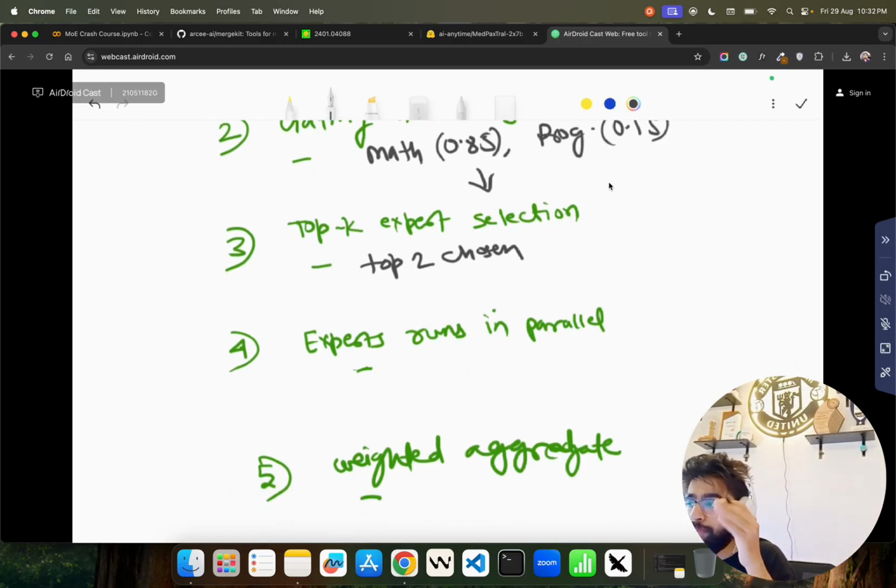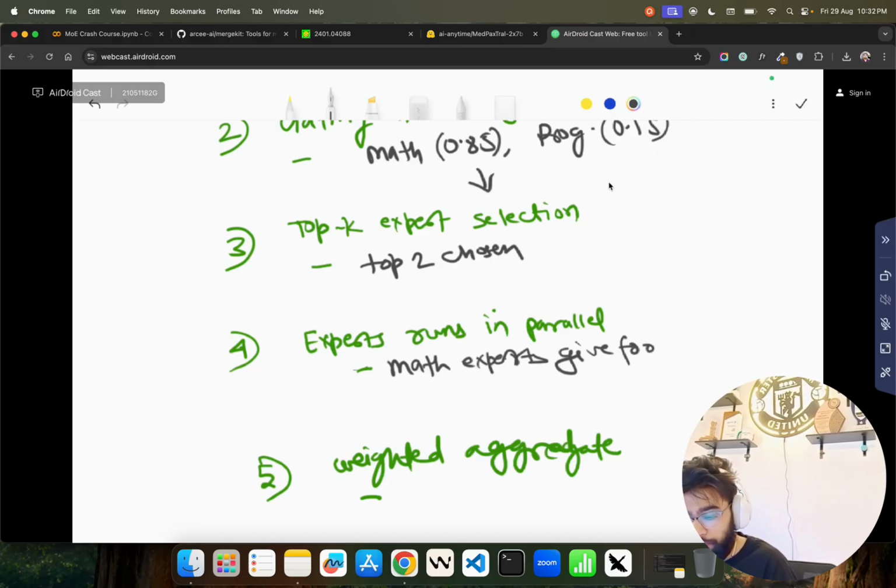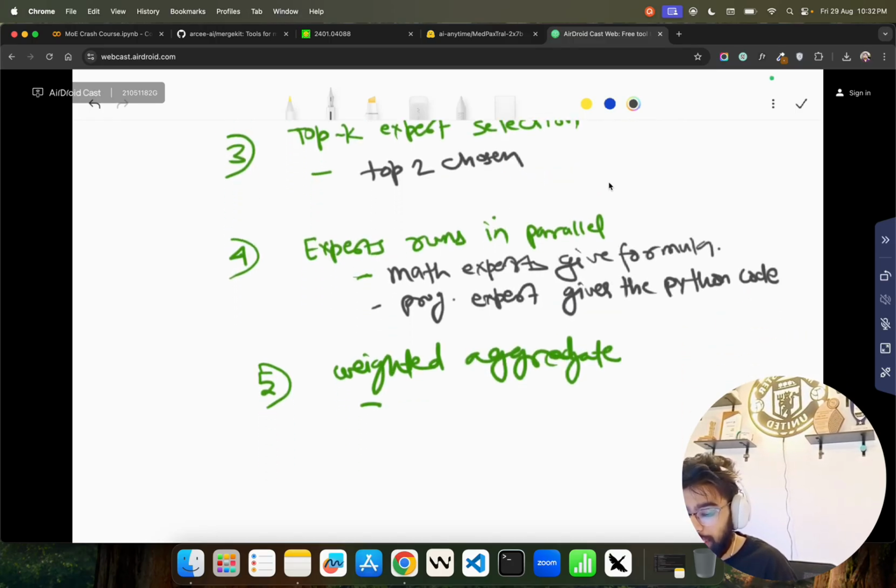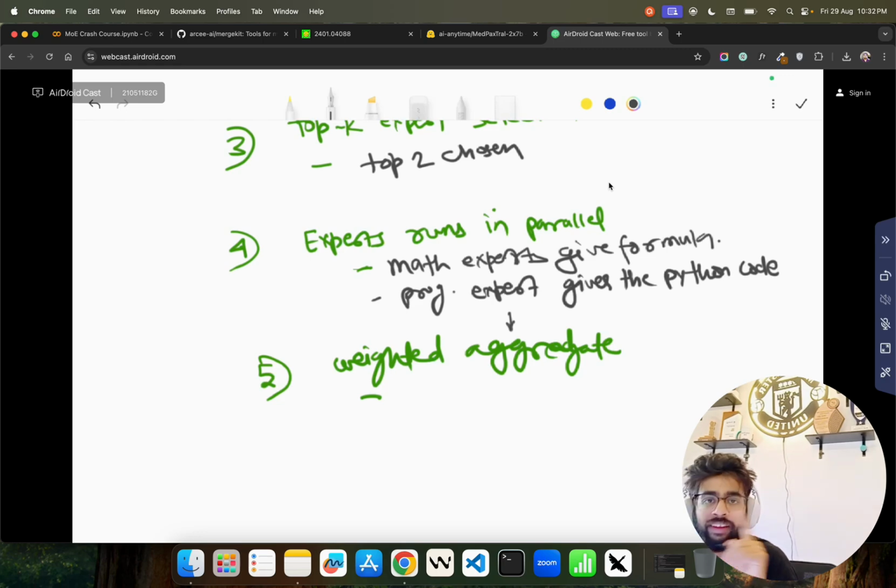Now experts run in parallel. So the math expert gives the formula, because we have 85%. Here I'm writing math expert gives formula. That's the number one thing. And the programming expert gives the Python code for that particular formula, because here we are asking, let's say, as a programmer. So this is what it is. And the last one is weighted aggregation. Basically, it's the final blended output. In simpler terms, final blended output.